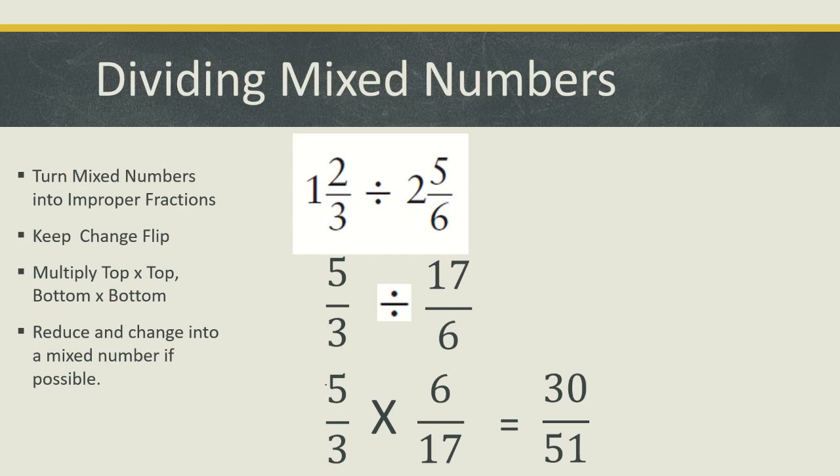And you can see here, 5 times 6 is 30. 3 times 17 is 51. That one works out to a number that we do not need to reduce.